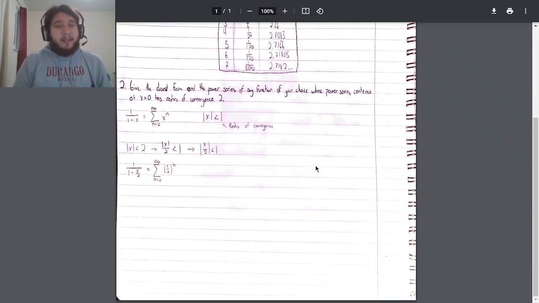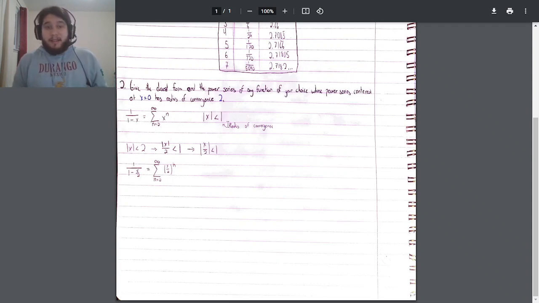The second question asks us to give the closed form and the power series of any function of our choice whose power series is centered at x equals 0 and has a radius of convergence of 2. What I did for this one was that I didn't know how to start it, so I initially started with one I do know what it looks like. 1 over 1 minus x equals the sum of n equals 0 to infinity of x to the n. And I know that that one has a radius of convergence of 1.